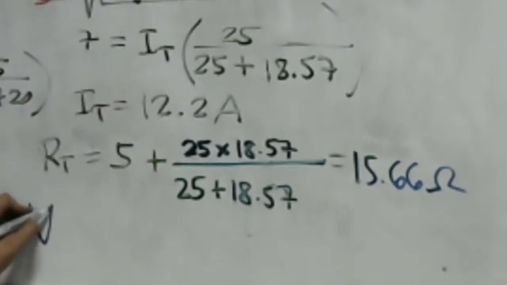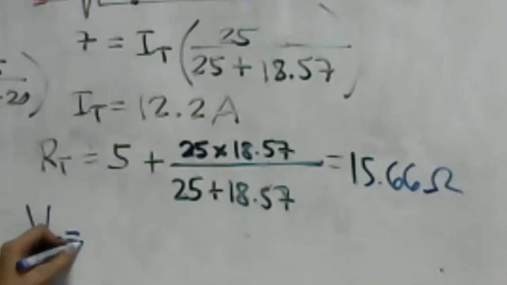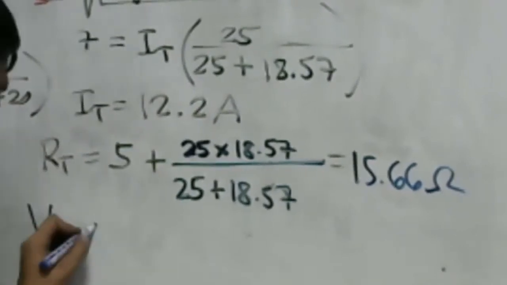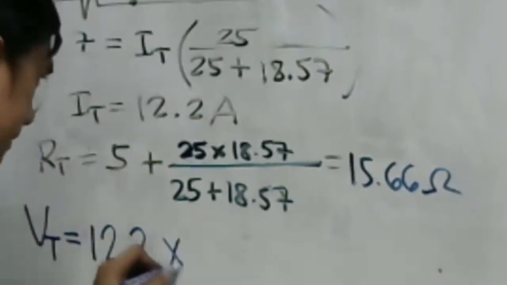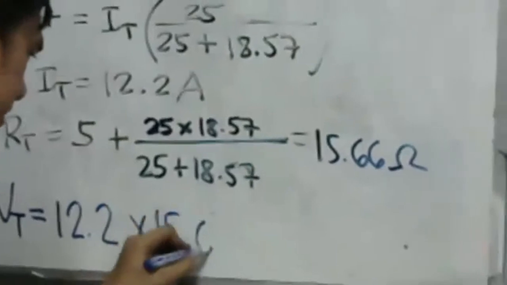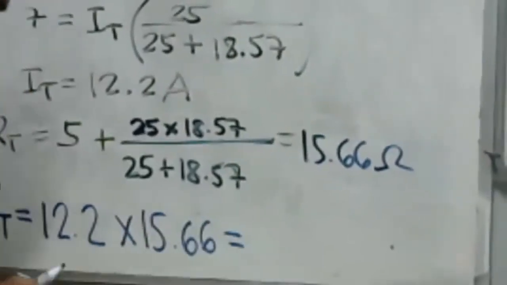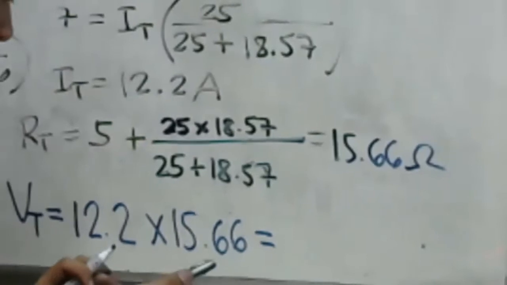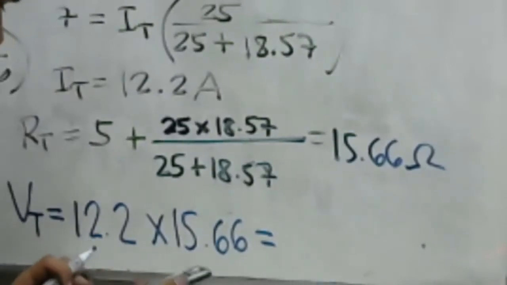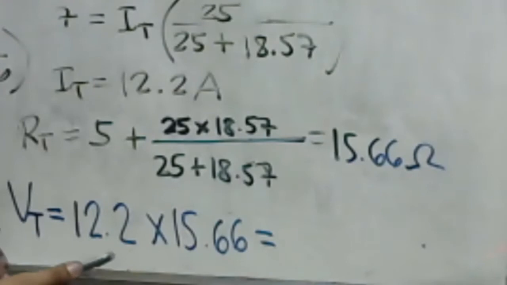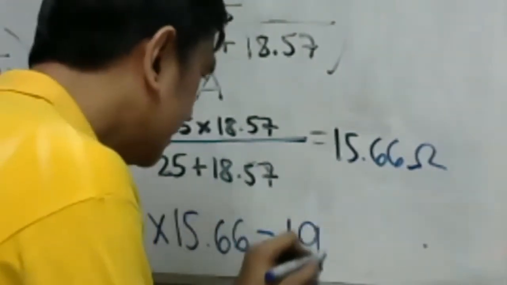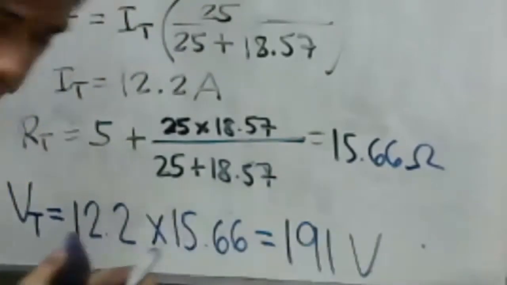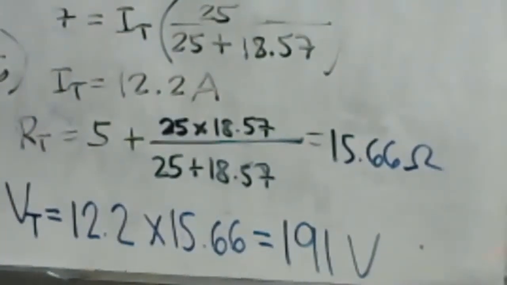The total voltage will be the total current. This is simply Ohm's law. 12.2 amperes times the total resistance, 15.66. So what is the answer here? So we have here 12.2 times 15.66. So the answer, let us round up to a whole number because the choices are in whole numbers. So that is 191 volts. So that is our final answer.